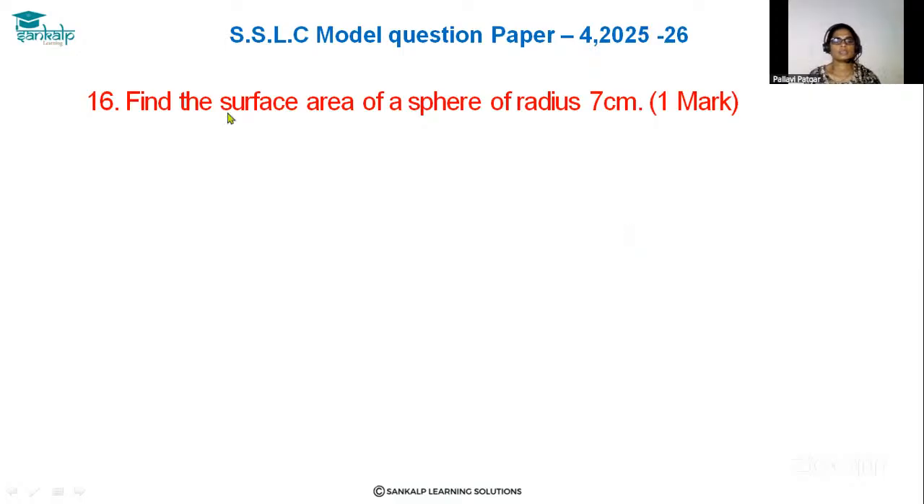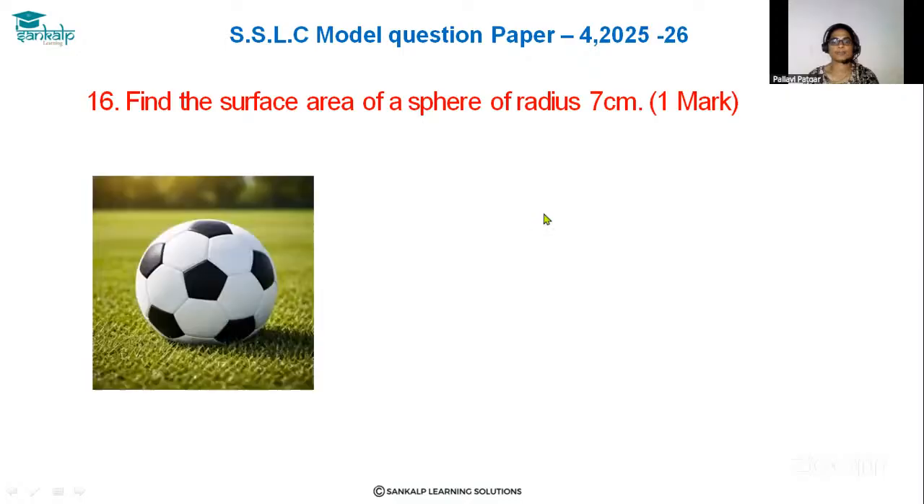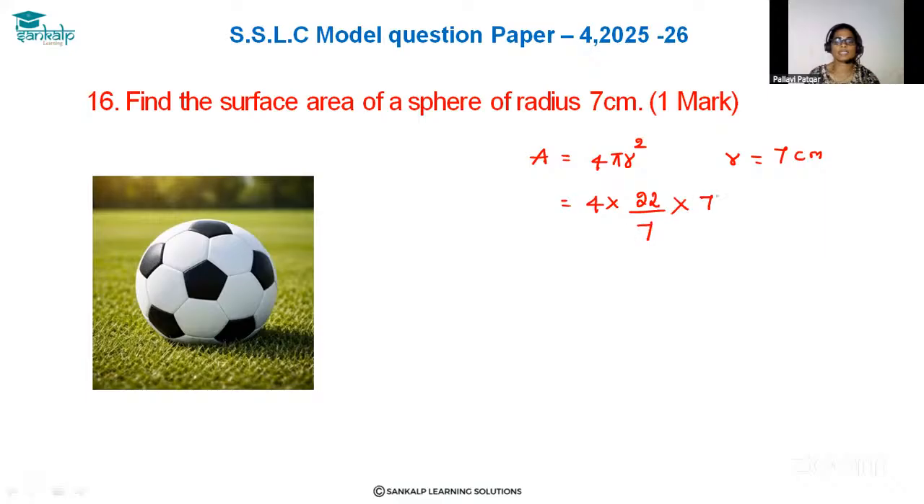Hello everyone. Look at the question number 16. Find the surface area of a sphere of radius 7 centimeter. Okay. So here, formula for the surface area of sphere is A is equal to 4 pi r square. So here r is the radius of the sphere is given. R is equal to 7 centimeter. Substitute r into the formula. So we'll get 4 into pi value 22 divided by 7 into 7 into 7.